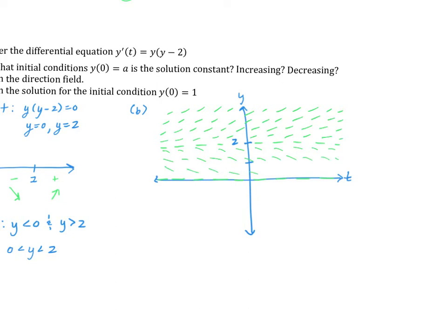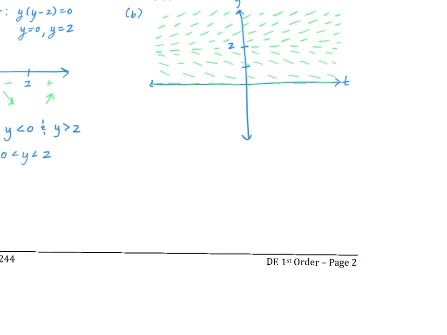And then it's approaching the 0. So that's always decreasing. And then increasing for y less than 0. So again, tangent lines going up.